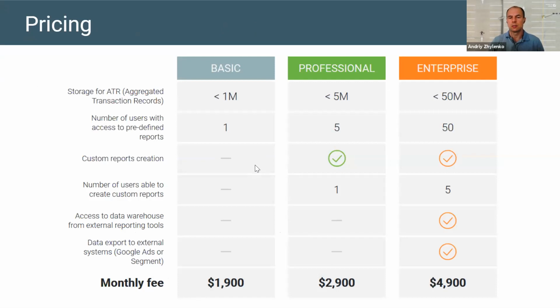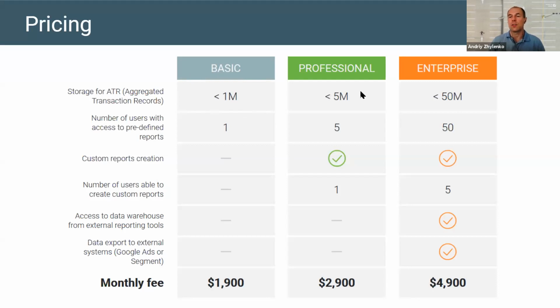The basic includes up to 1 million aggregated transaction records of storage. And from our calculation, most customers who would have probably around a few million minutes per month would fit in here pretty well, and they will have data available for a year or so, because as I said, the data gets aggregated quite well.